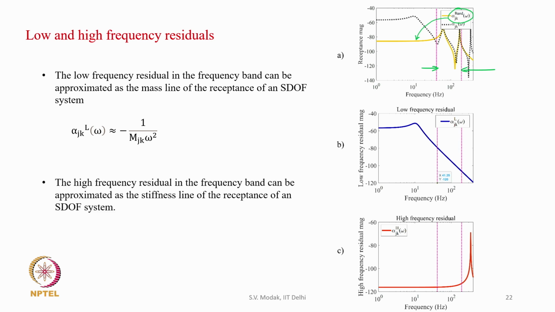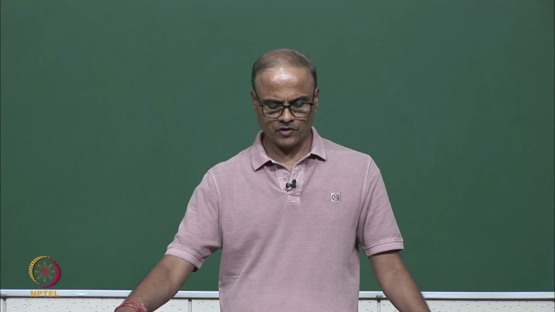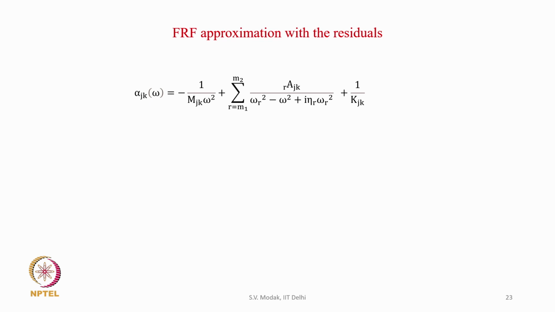Similarly, the high frequency residual in the frequency band can be approximated as the stiffness line of the receptance of an SDF system. We can see from the plot that the contribution of the high frequency residual in the frequency band we have chosen looks like a stiffness line, a horizontal line. K JK is the hypothetical stiffness of the stiffness line. Therefore, with these approximations we can write the FRF expression as alpha JK equal to the low frequency residual, minus 1 upon m JK omega square, then the contribution of the modes M1 to M2, and then the high frequency residual, which is 1 upon K JK.